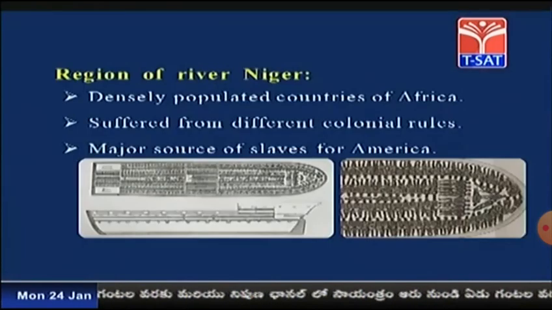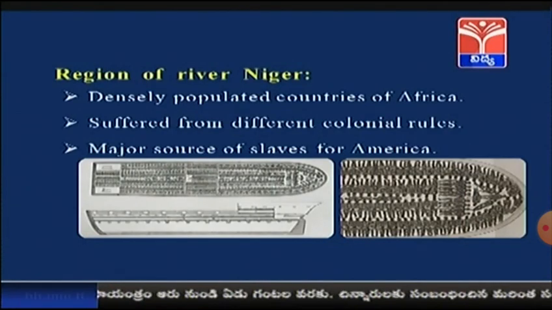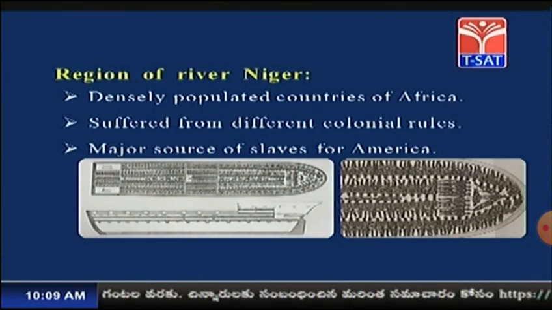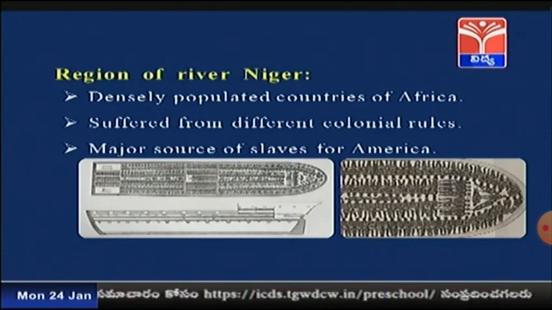This region suffered from different colonial rules, and it was a major source of slaves for America. Children, we have learnt even in your previous classes that there was a slave trade. That means when America was found, the Europeans went and settled there to make agricultural farms and to establish industries. So for that purpose, they needed many slaves, slave labor. So they took most of the Africans to America in ships.